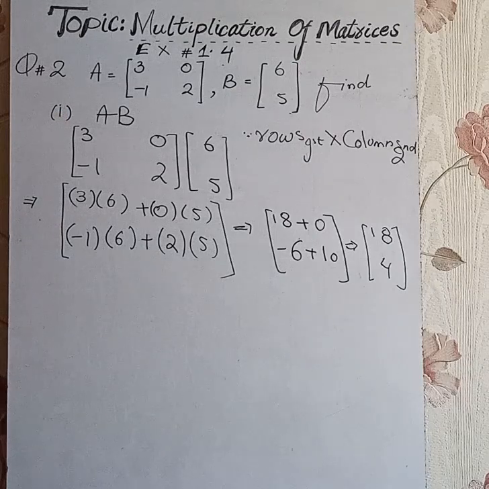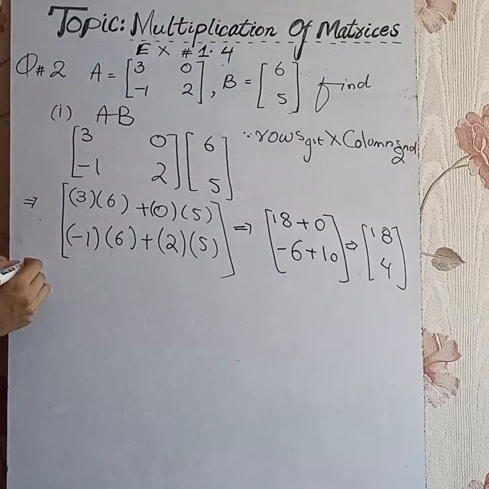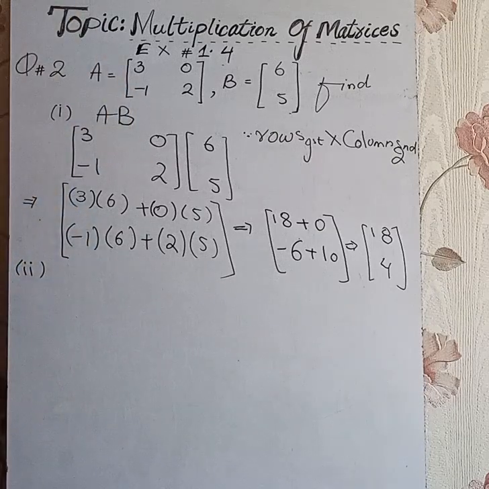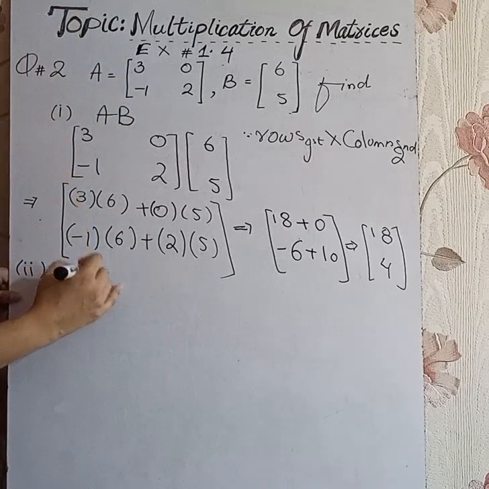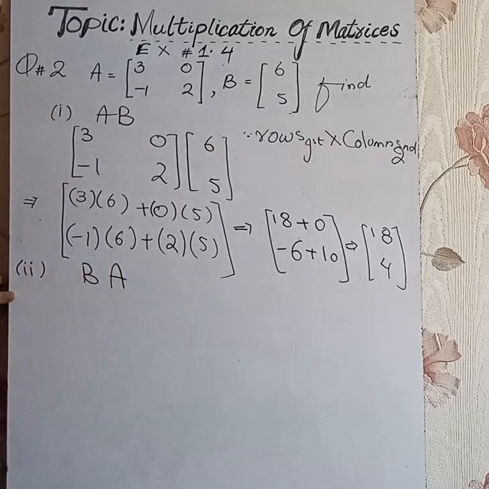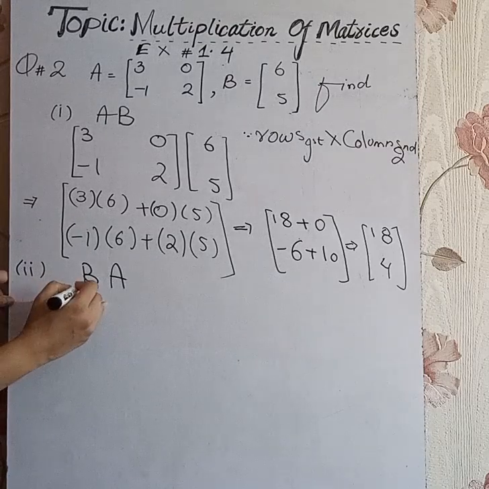Now we'll come towards part 2, that is to multiply B by A. Here the order is very important. AB or BA, they are different things. Now we are going to find BA, meaning we multiply B to the matrix A. The rule is the same, but first we'll have to check the compatibility, whether we can multiply them or not.